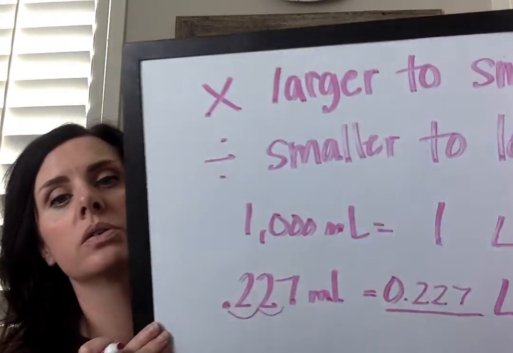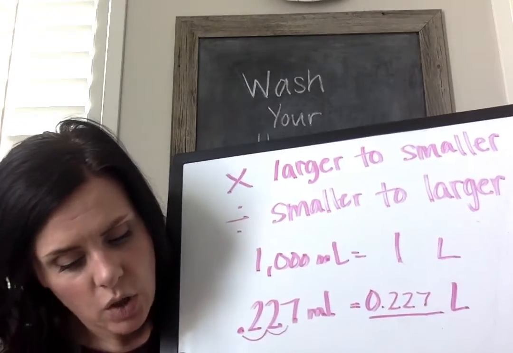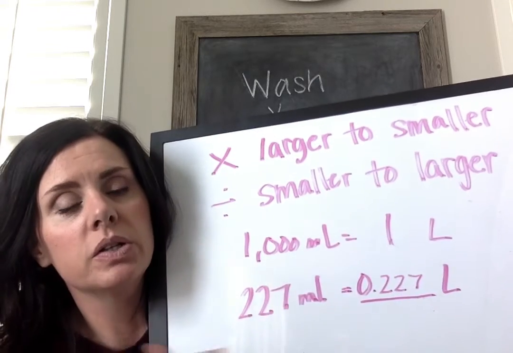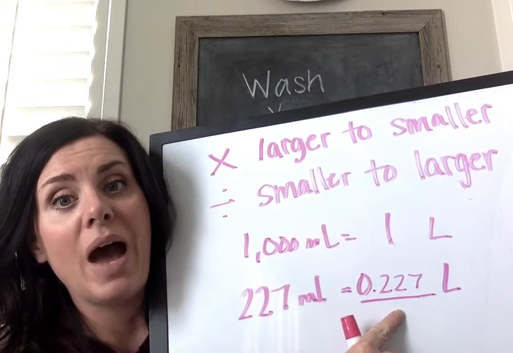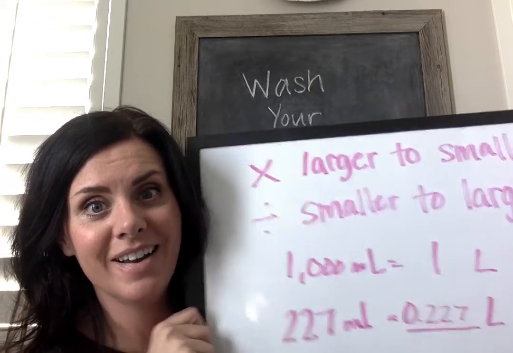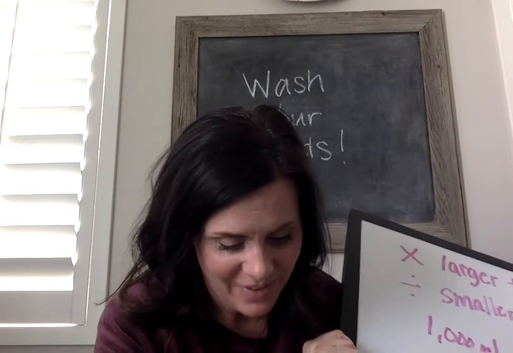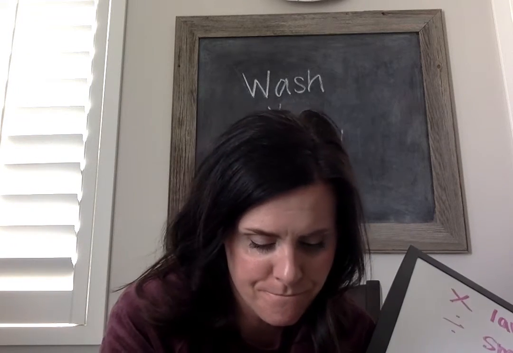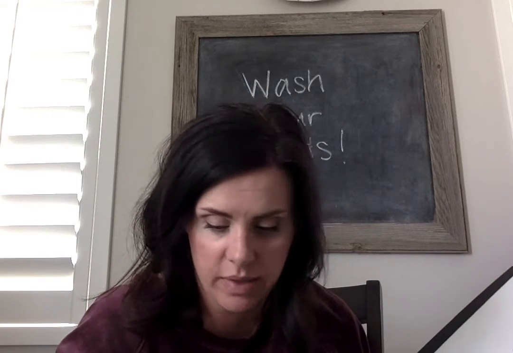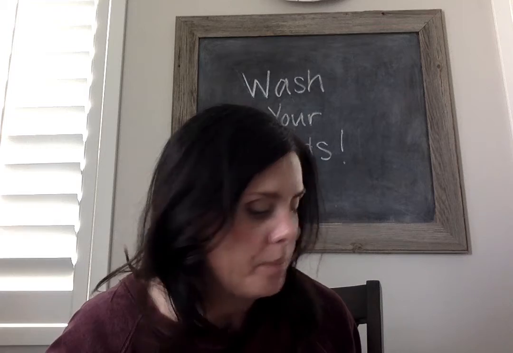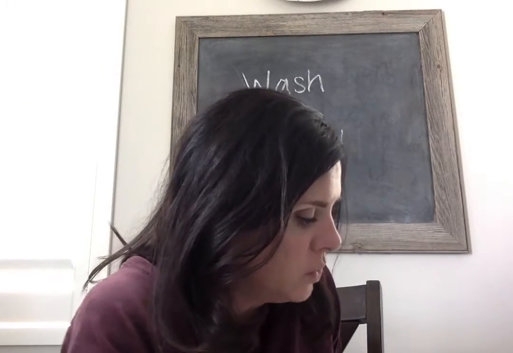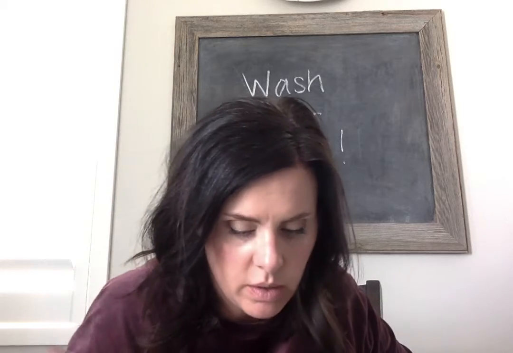0.227 liters. Okay. So in 227 milliliters, there's 227 thousandths of a liter. Got it? Let's do one more together, and then I think that you're going to be just fine. Let's do number 12. So take a look at number 12 on your page 337.